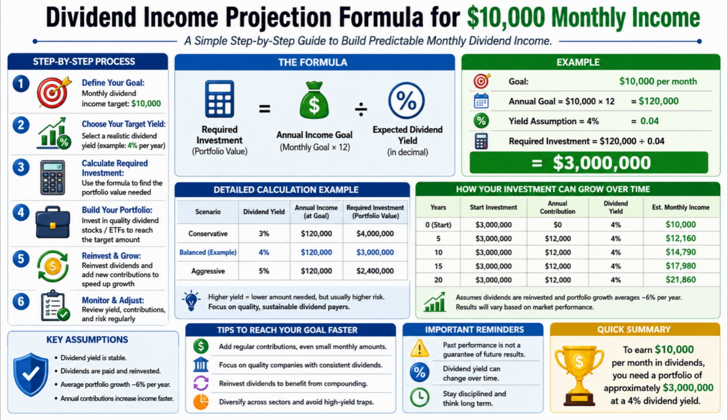So, the simple summary is this: to earn $10,000 per month in dividend income, the annual income goal is $120,000. If the expected dividend yield is 4%, the required portfolio value is approximately $3 million. The main formula is annual income goal divided by dividend yield. From there, investors can grow income faster by reinvesting dividends, adding regular contributions, choosing quality dividend payers, diversifying properly, and staying disciplined over the long term.